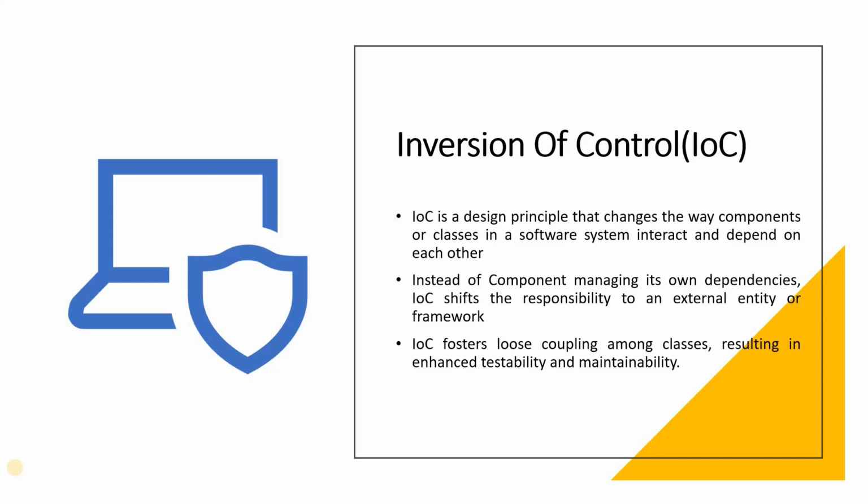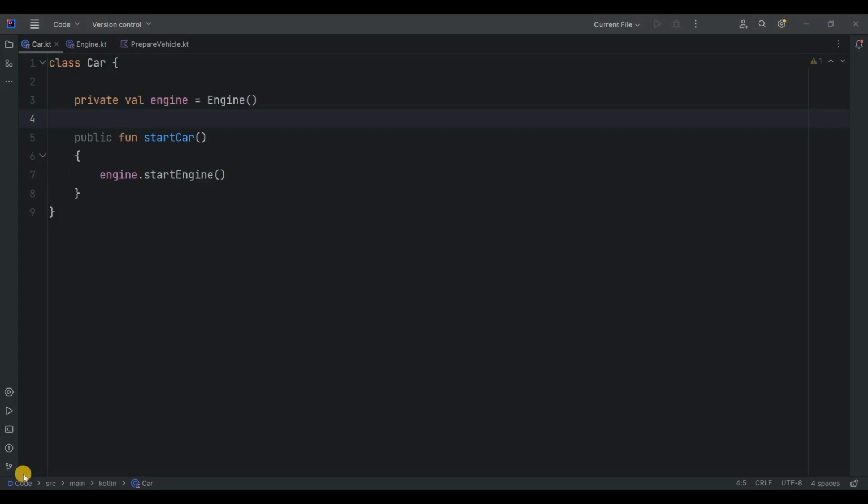So it is a design principle that changes the way components and entities interact with each other. It results in loose coupling among classes. Now we'll see, with the help of a simple code example, what exactly the inversion of control principle is and how it helps us in developing scalable applications. Let's start with the code.